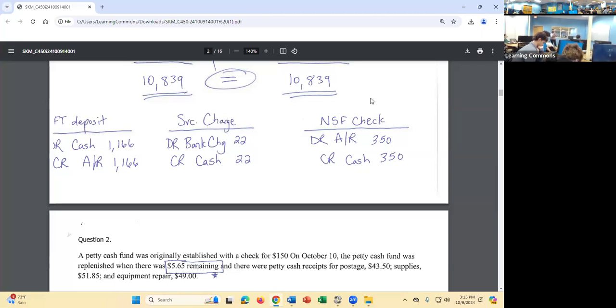It comes out of our checking account and goes into the petty cash box, but we've still got the 150 sitting on the books. So all we're doing is replenishing it and then figuring out where those funds have gone, whether it's an expense or an asset, wherever it went.